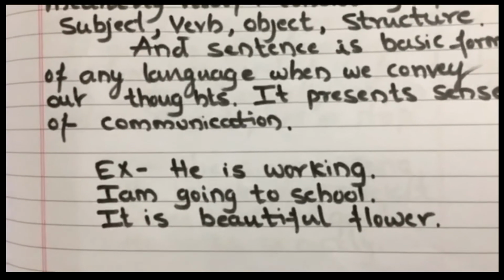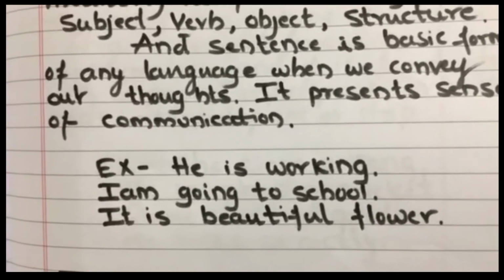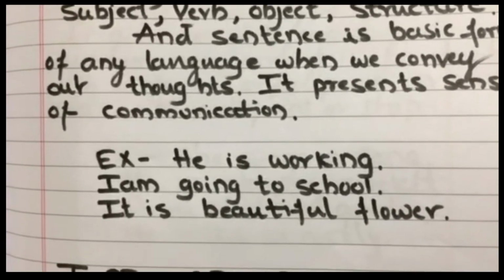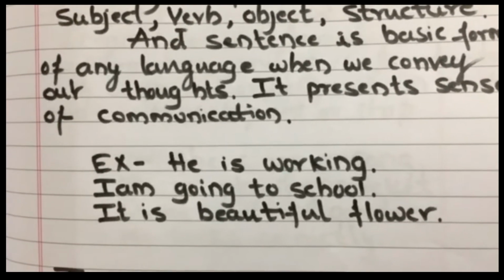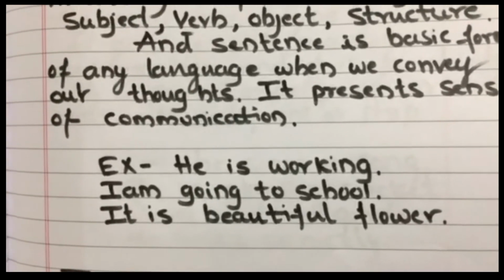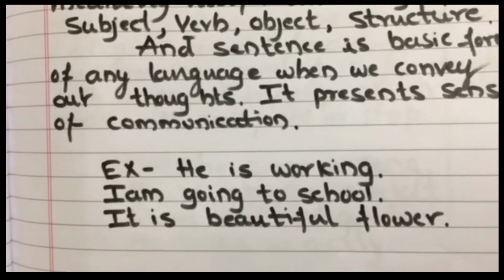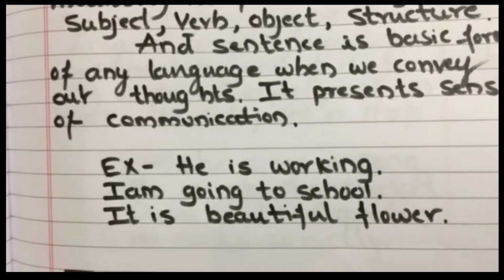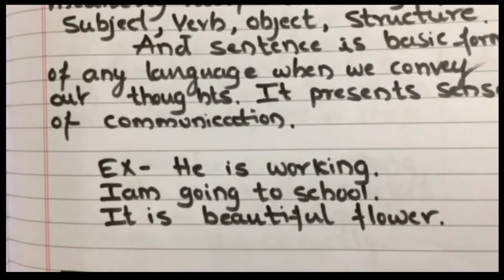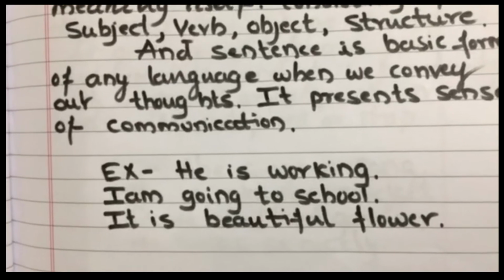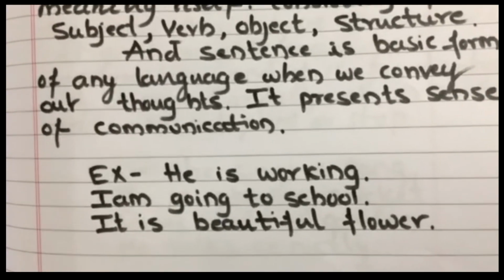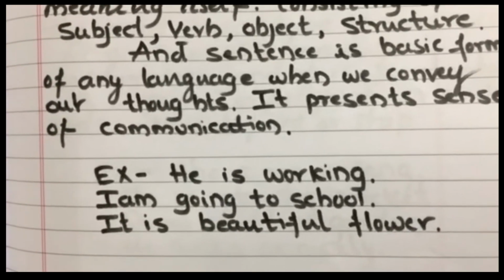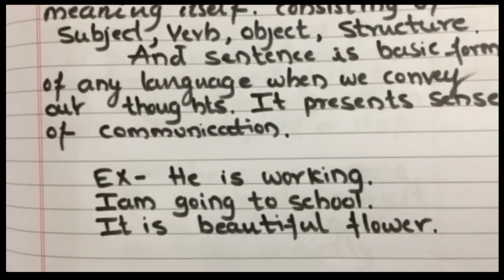S means subject, V means verb, and O means object. SVO formation here. I am going to school. Here going is the verb. Then, it is a beautiful flower. It is a beautiful flower. ಇದು ಒಂದು ಸುಂದರವಾದ ಹೂವು. In Kannada also it is meaningful, and in English also it is a meaningful sentence. Next.